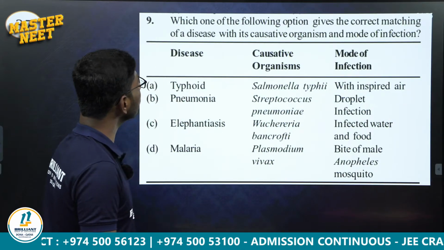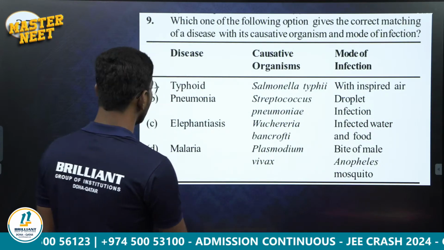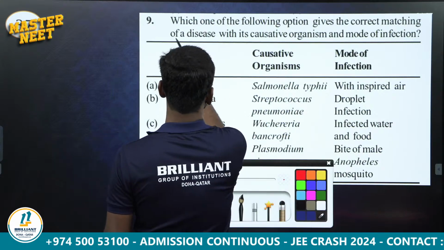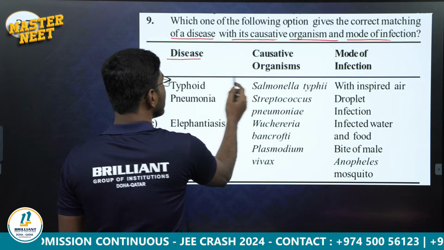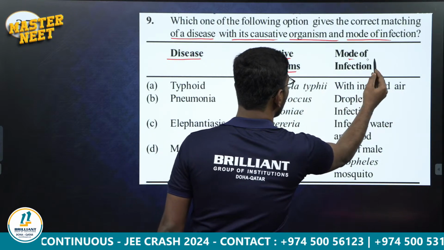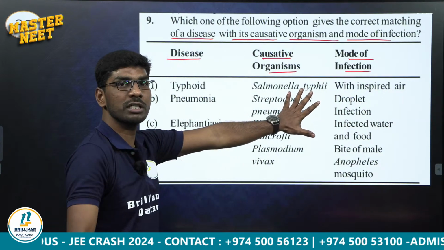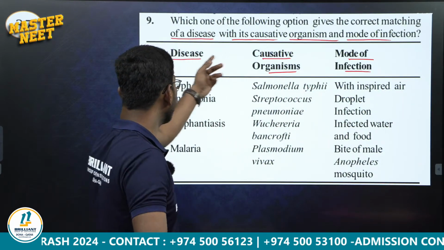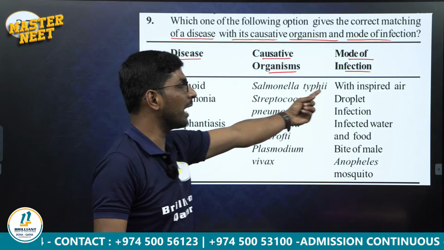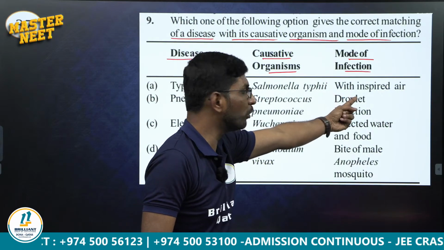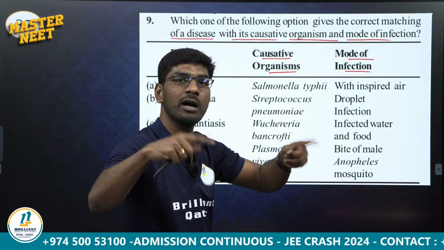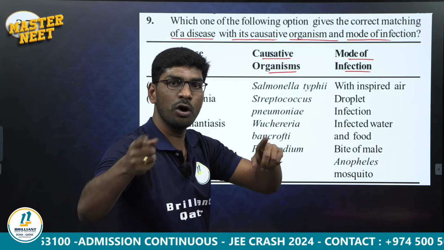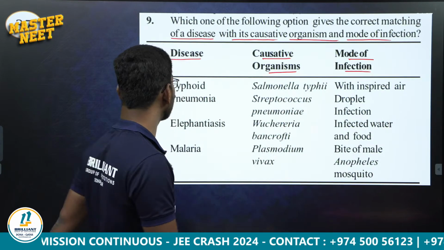15 minutes. Which of the following options gives the correct matching of disease with the causative organism and mode of infection? Disease, causative organism, mode of infection. This type of question can come for 3 marks also. They may give A, here they will give C, and they give one symptom or one mode of infection as a hint. They ask you to write the causative agent, the mode of infection, or the symptom, anything they can ask.